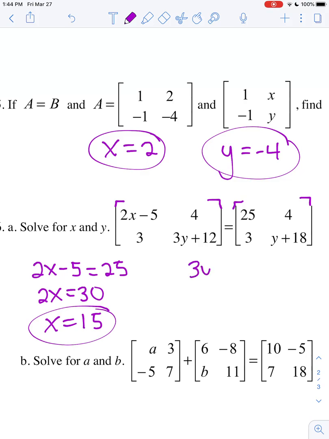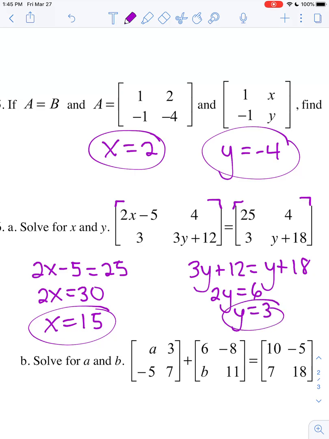Then you go find where y is. You set 3y plus 12 equals y plus 18. I'll give you a brief head start on me. So solving that, I got y is 3. All right.